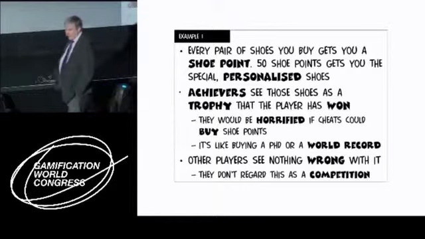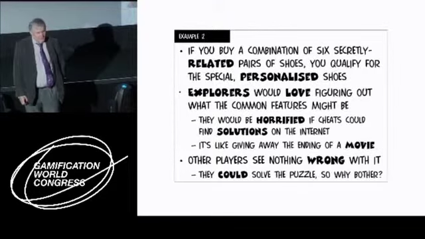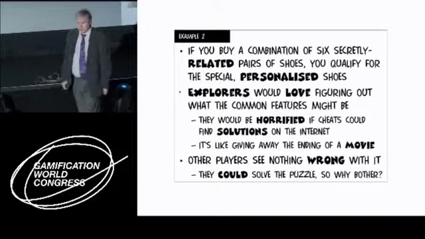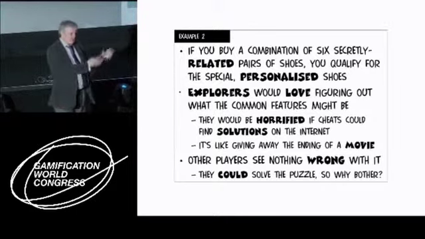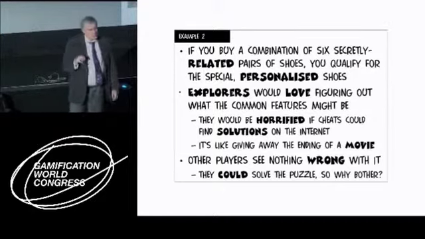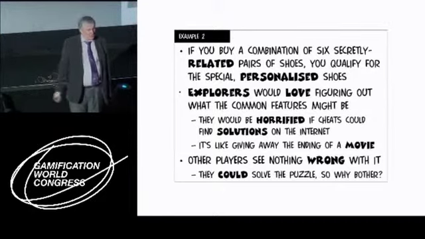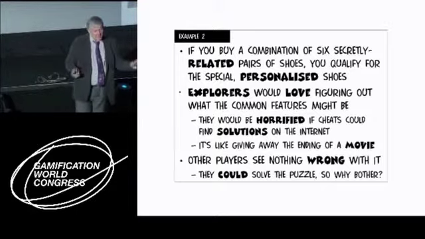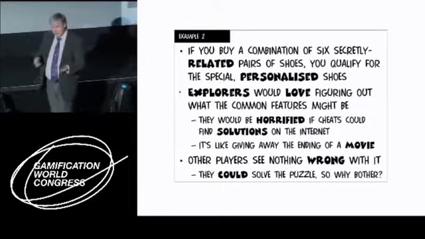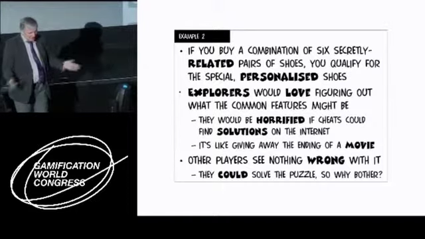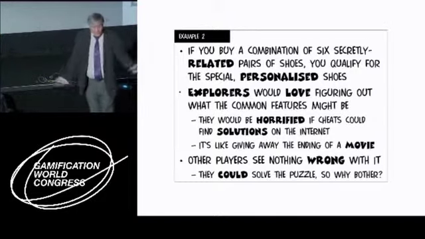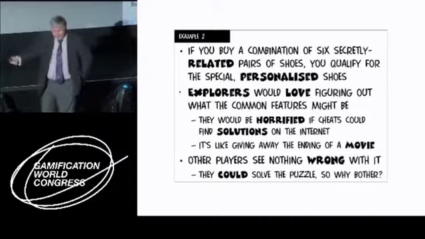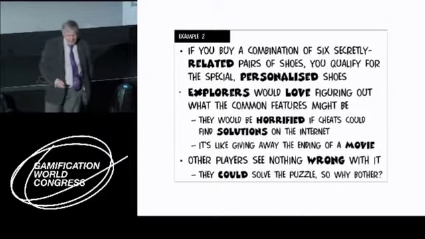Here's another example. If you buy a combination of 6 secretly related pairs of shoes, you qualify for the special personalized shoes. So it might be all the shoes that have got green heels, or all the shoes that have got a picture of a cat on them, or all the shoes that have O as the 3rd letter in their name. Whatever it is, there's some secret combination which, if you buy it, you are entitled to the special personalized shoes. Now, explorers would love that, because they'd love to figure out what the common features might be.